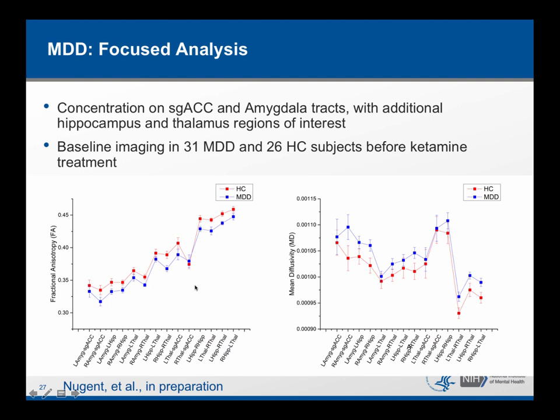We found that overall there was a subtle reduction in fractional anisotropy and increases in mean diffusivity, both of which indicate that the white matter in these subjects, at least along these tracks, isn't as healthy in our depressed subjects as in our healthy subjects. And we actually did see this result quite clearly in the tract connecting the right amygdala and the subgenual anterior cingulate.